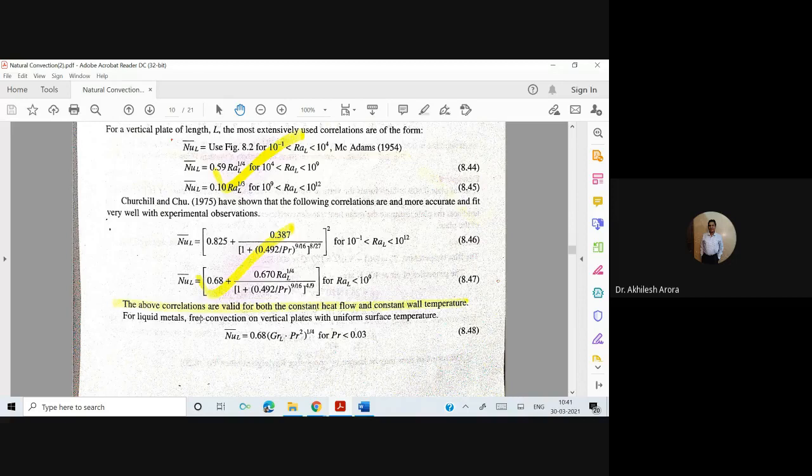Similarly, the above correlations are valid both for constant heat flux and constant wall temperature. Whatever equations are written here, the Churchill and Chu ones or the above equations for the Nusselt number, they are valid for constant heat flow, meaning the constant heat flux case, as well as for the constant wall temperature. That is what I wanted to tell you.